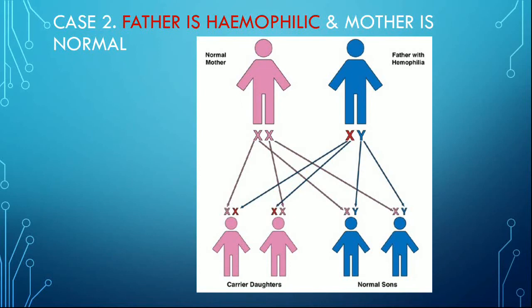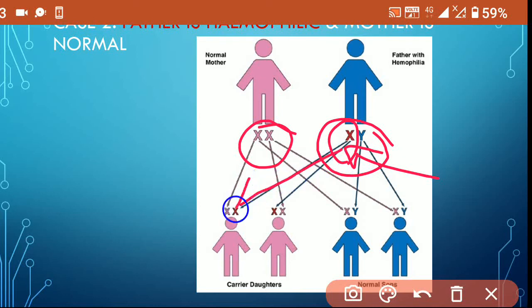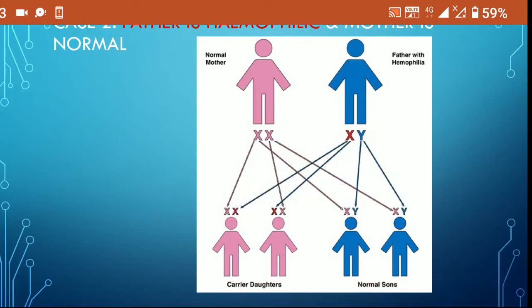Second case, father is hemophilic and the mother is normal. Here, the normal mother is crossed with a father with hemophilia. That means the XX genes, the female genes, are normal, and in the XY gene, the X gene is a carrier. We know that this disorder is an X-linked disorder. That's why this gene is a carrier gene. And after crossing, this gene is expressed in both the daughters, and therefore the daughters are the carriers, while only the Y gene is present in the son. That's why normal sons are obtained in the F1 generation.